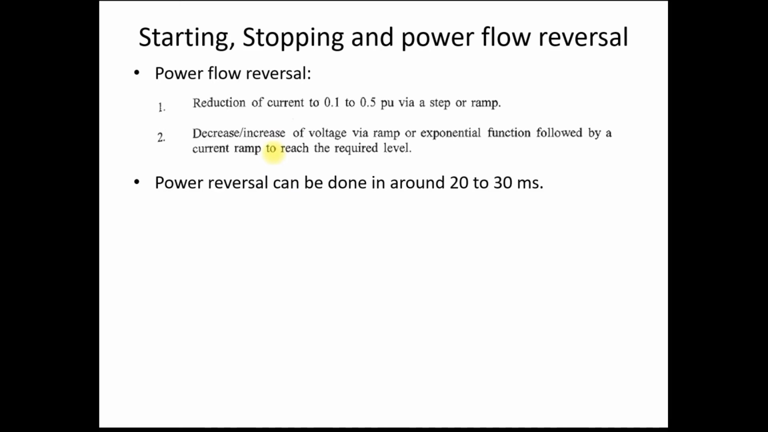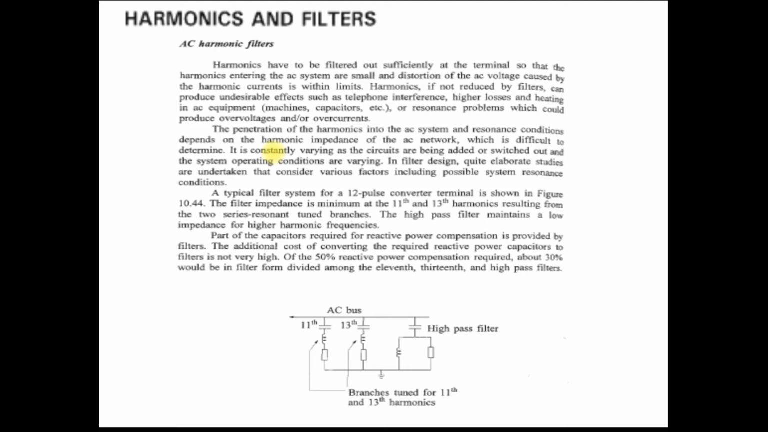The next topic is harmonics and filters. We already discussed the different components of the HVDC system. We require filters at the AC side as well as the DC reactor at the DC side to remove the harmonics at both the AC and DC sides. First we understand the reason for generating the harmonics at the AC side. As we know, harmonics are generated because of the operating conditions of the system.